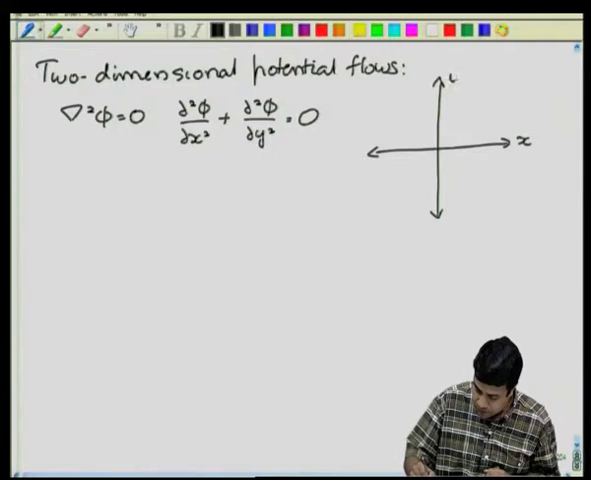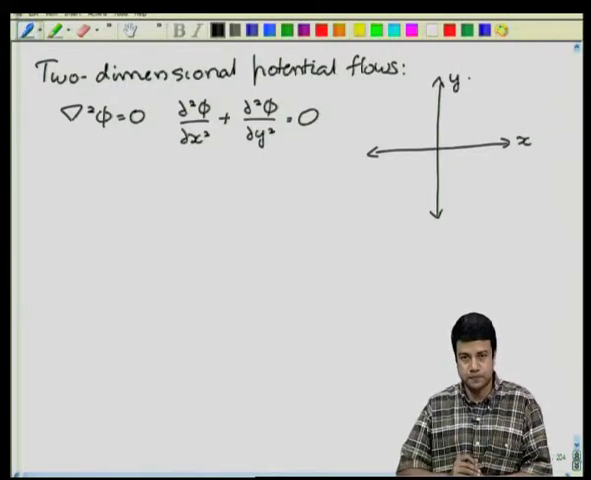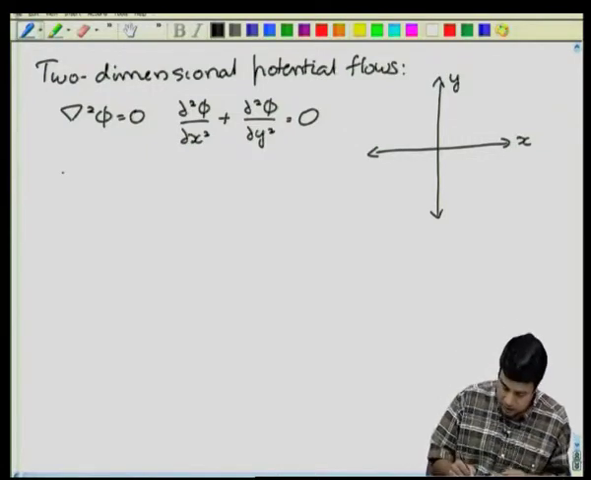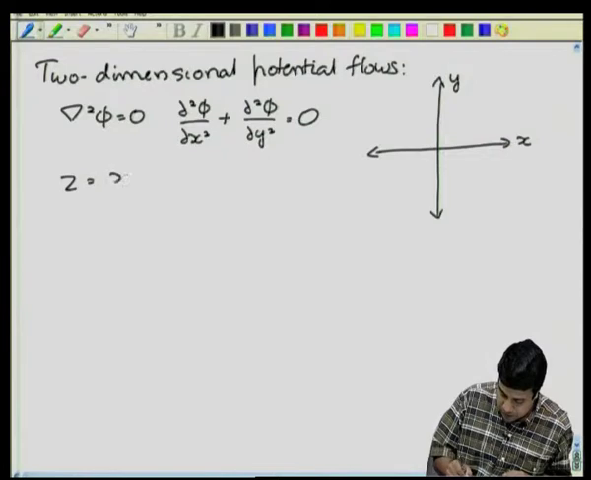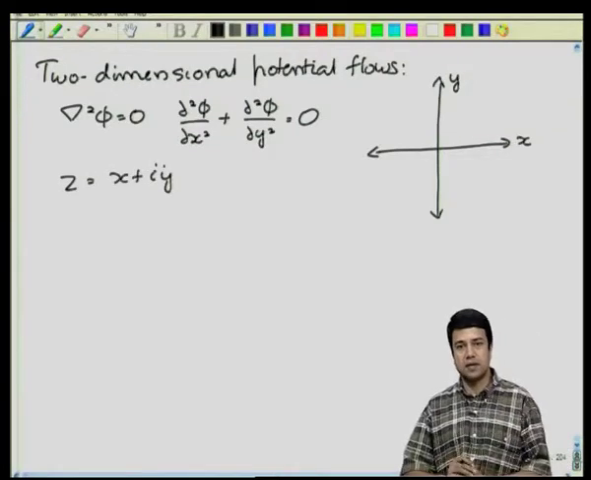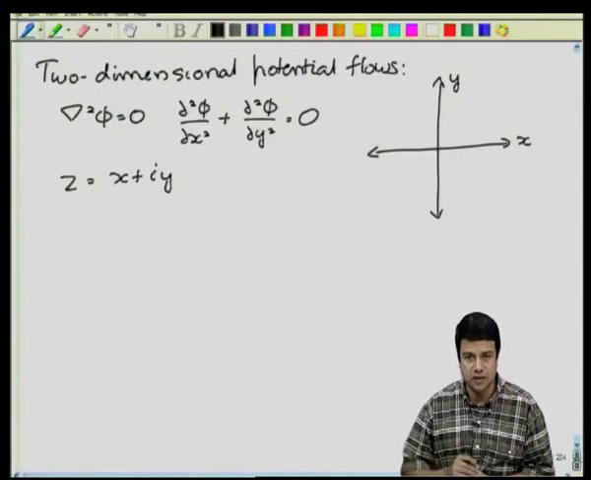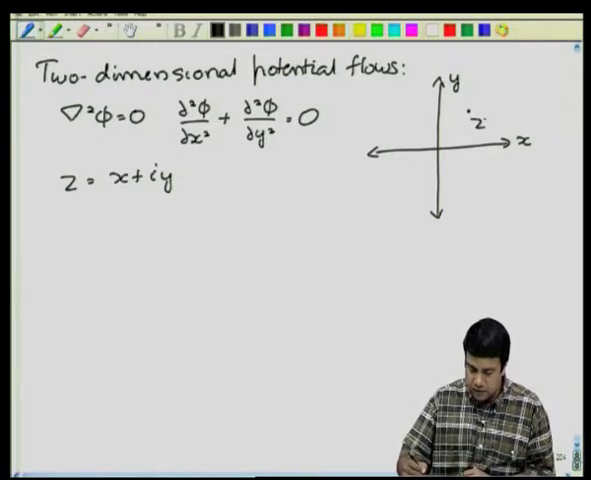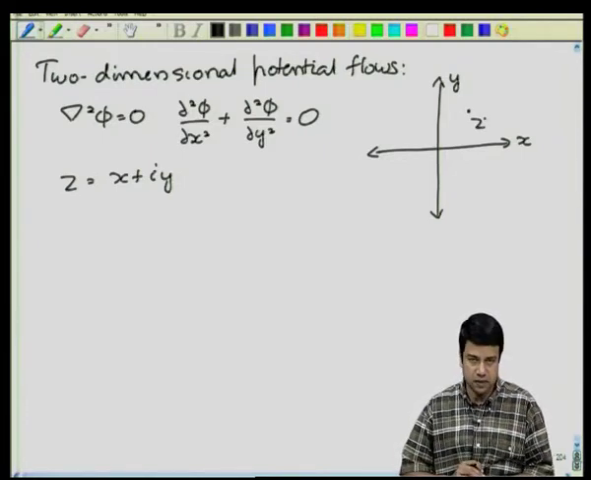So, we have 2 coordinates, x and y. In this 2-dimensional plane, one can define a complex number z is equal to x plus I y. In that case, you take the x axis as the real axis, the y axis as the imaginary axis. At any point z is given by x plus I y.